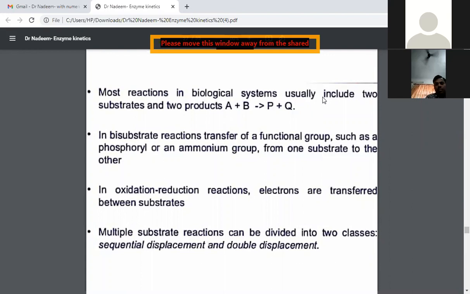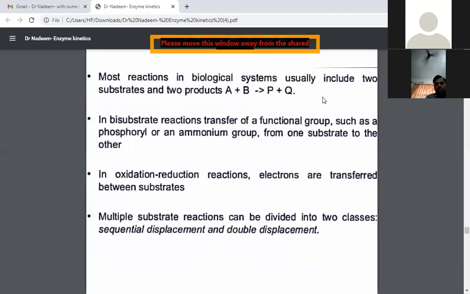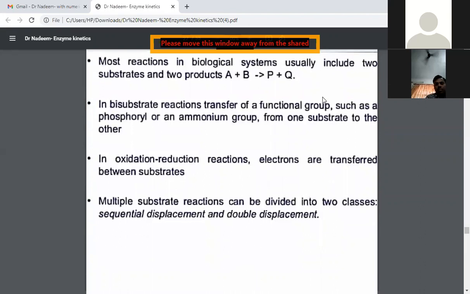Similarly, another very important reaction occurring in the metabolism of amino acids is the transamination reaction. It also involves two substrates and two products, two reactants and two products, catalyzed by the enzymes ALT and AST. These are the examples. Other examples are oxidation reduction reactions, in which electrons are transferred between substrates.